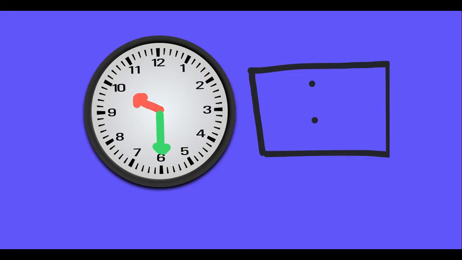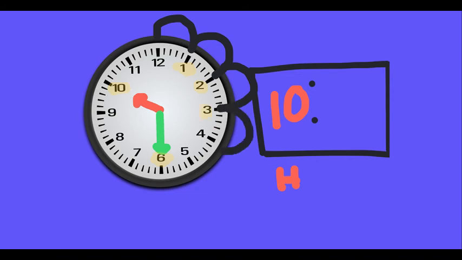If we look carefully, the short hand or hour hand is pointing at the 10. So let's write a 10 in the hour side of our digital clock. Now the minute hand is pointing to the 6. And we count by 5, so let's start at the top and count down to 6. 5, 10, 15, 20, 25, 30. The long hand or minute hand is pointing to the 6 or 30 minutes.